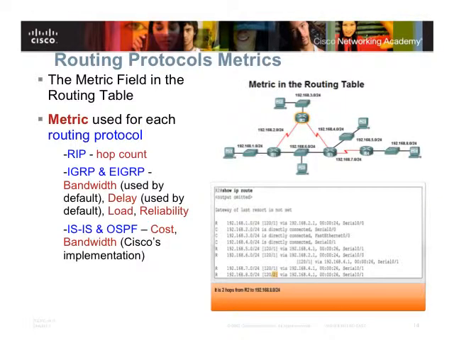The default ones are bandwidth and delay. These are used by default, as we will learn later. The load and reliability are not by default. You have to configure it manually to include the load and reliability. Regardless, the message here is that different routing protocols use different metrics. That's the message. IS-IS and OSPF use only the bandwidth. So depending on the routing protocol, you know which metrics are used.